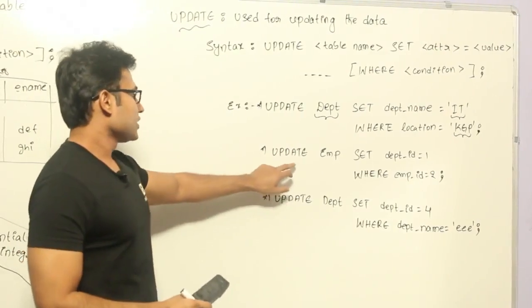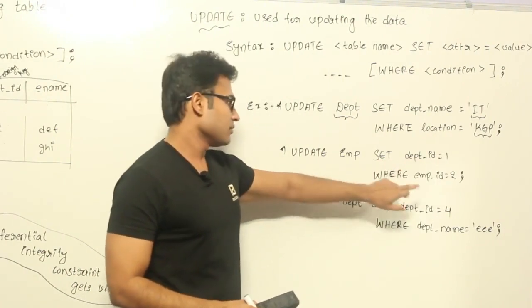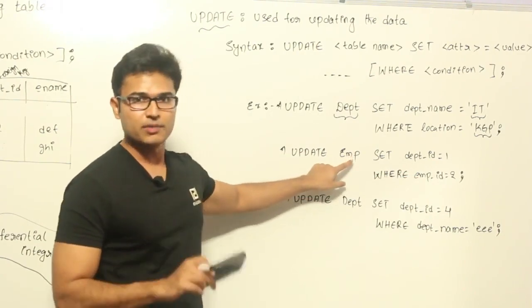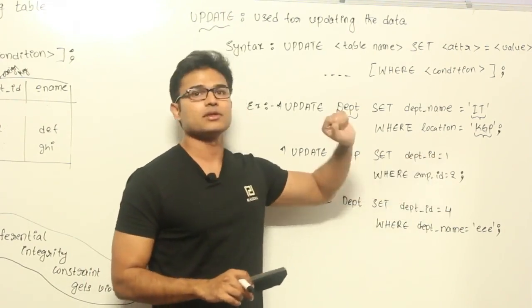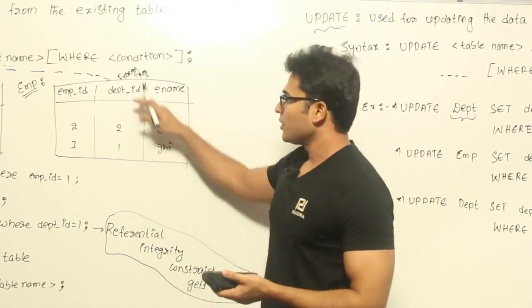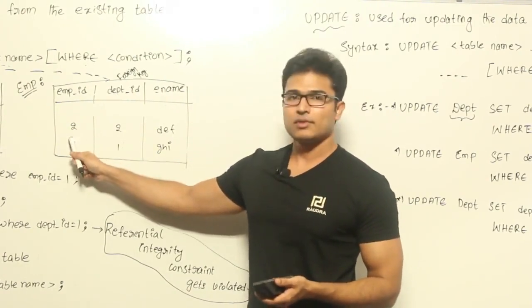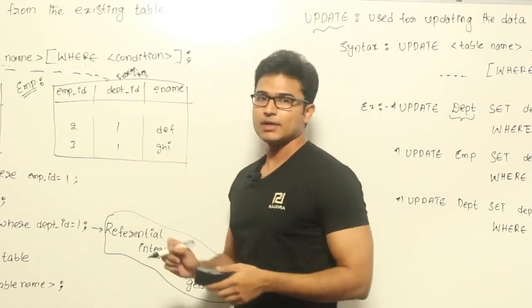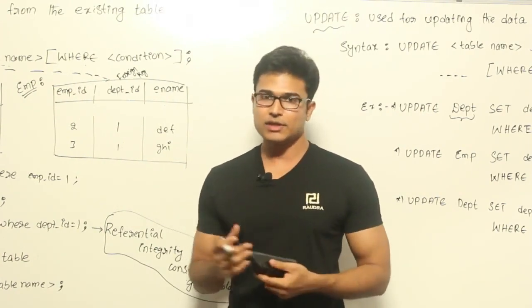Okay, let's see one more. For example, you want to update EMP set department ID equal to 1, where employee ID equal to 2. What does it mean? You have to go into the employee table and find the employee with employee ID as 2 and then change his department to 1. See how it is being done here. You go into this table, find the employee with ID 2 and change his department ID to 1. That is what is done.